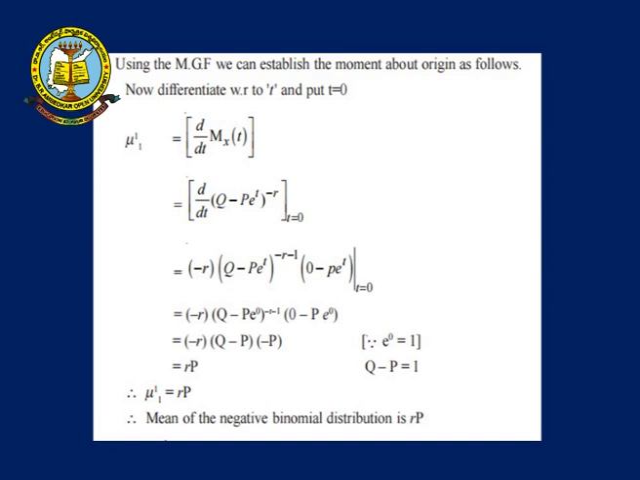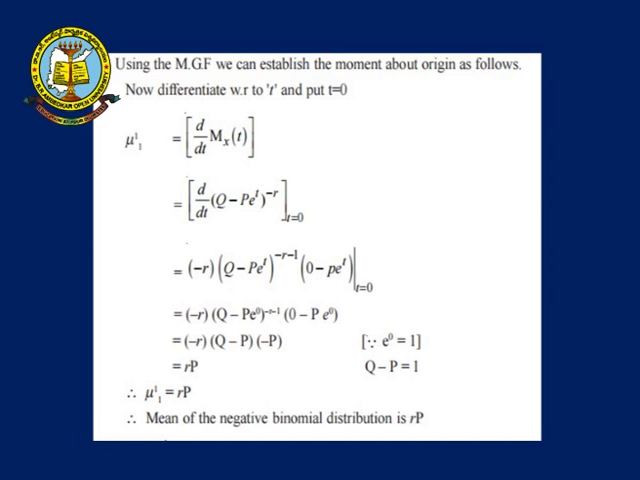We know that q minus p is equal to 1, e to the power 0 is equal to 1. Already you know these things. After expansion of those terms and putting t equal to 0, we will identify mu 1 dash, that mu 1 dash is equal to rp, small r into capital P.